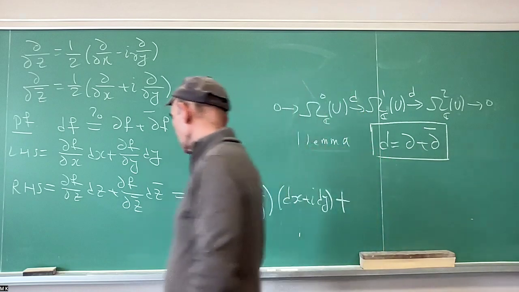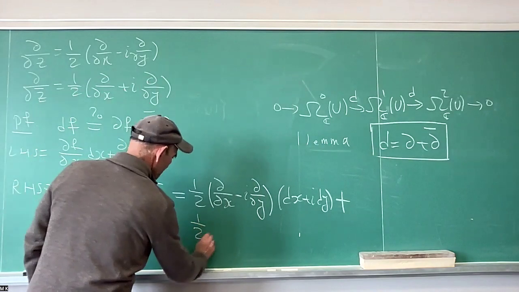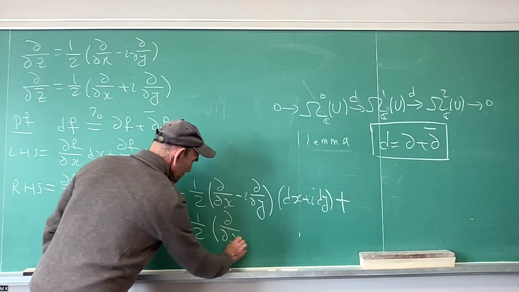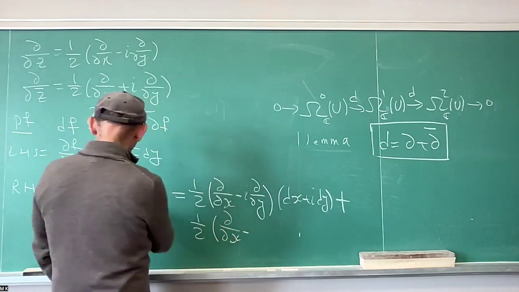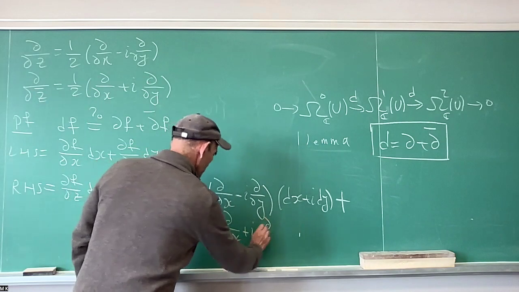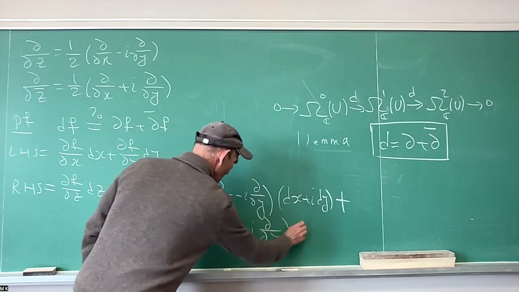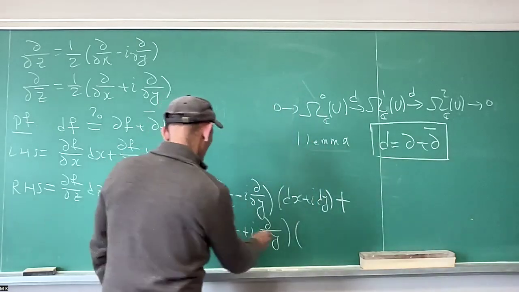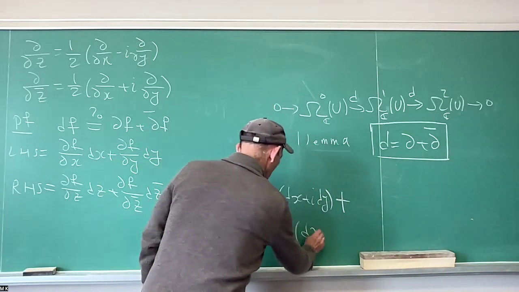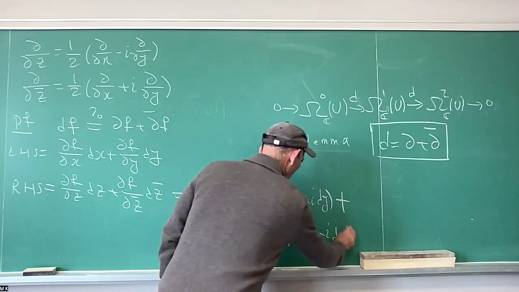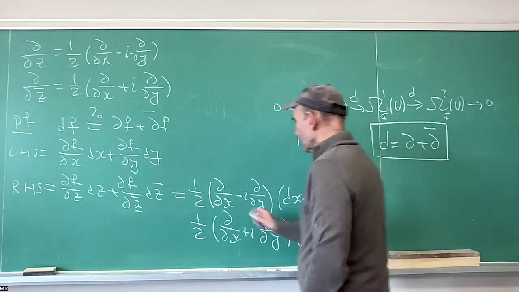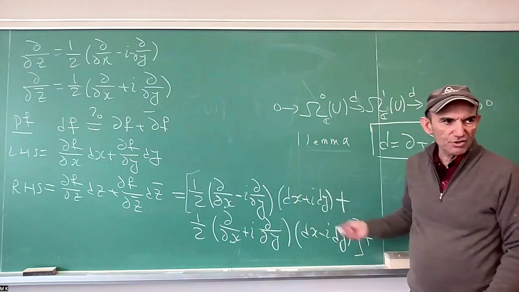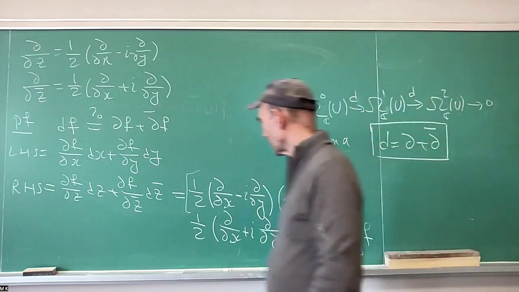And then I have to add to this half of ∂/∂x plus i ∂/∂y, and then you multiply by dx minus i dy. And of course, I'm applying this whole thing to f. But this f doesn't play a role. It's just a symbol now.